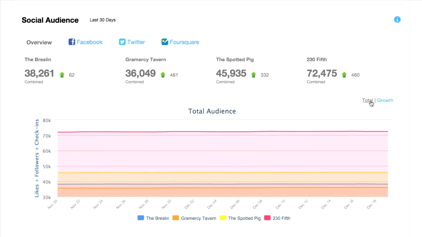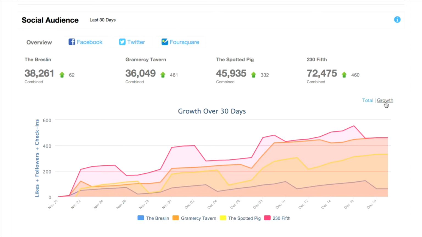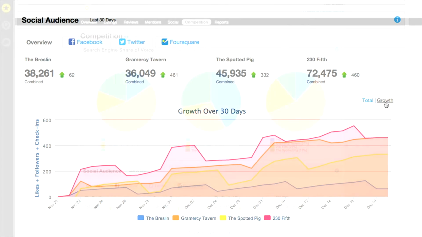Total shows the total audience size over time. Growth tracks social audience change over a 30-day period. After 30 days, growth will reset to 0.